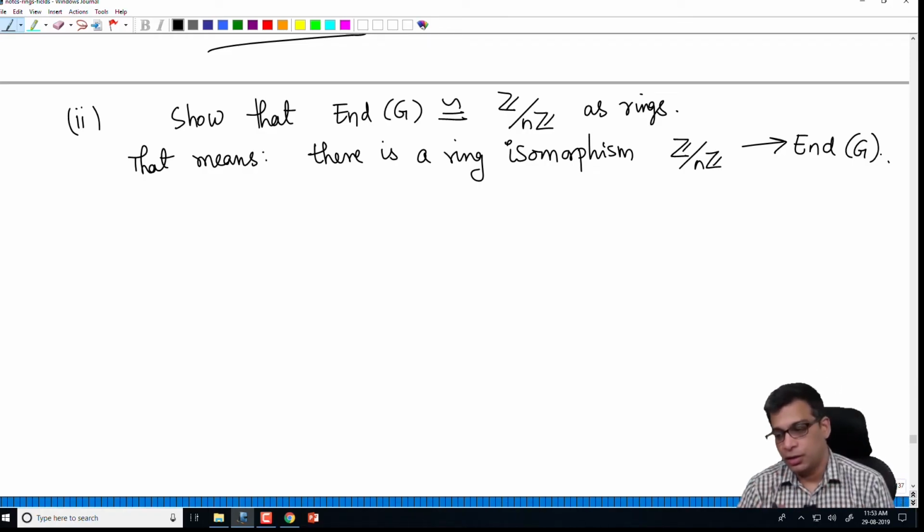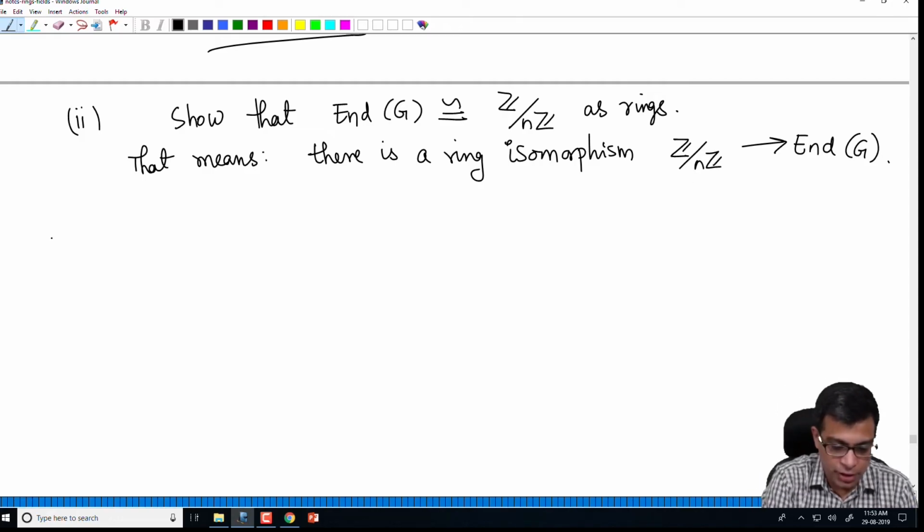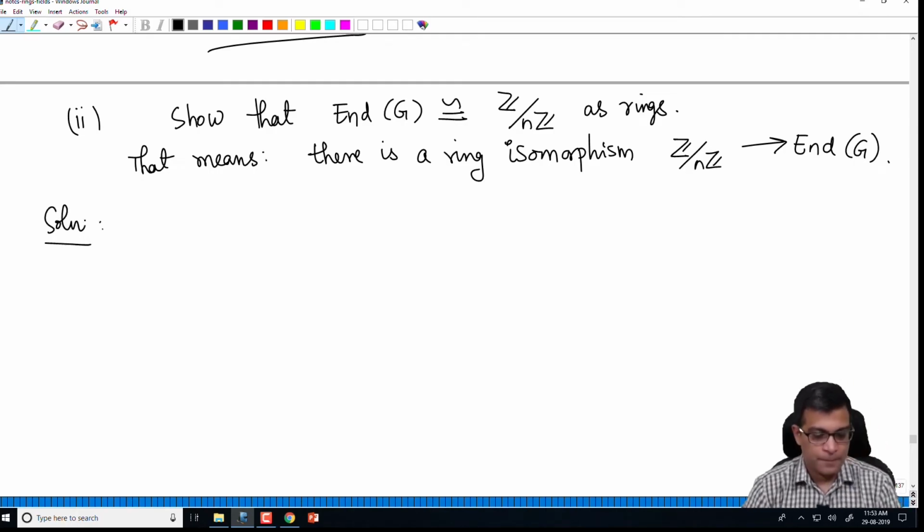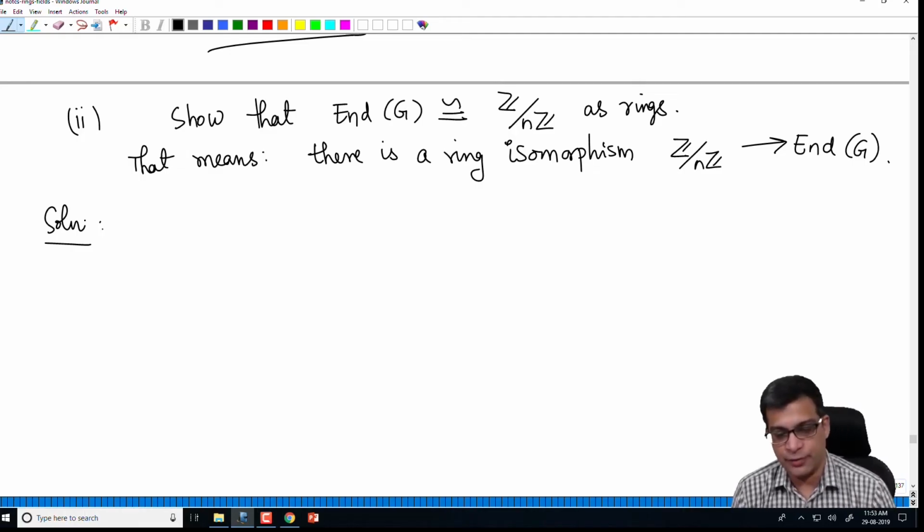So this is the tricky part of this. What I have started with is Z mod NZ considered as a group only, not as a ring. I consider the set of all group homomorphisms from G to G. That actually inherits a ring structure, and as a ring it is isomorphic to Z mod NZ. Now Z mod NZ is being considered as a ring. So you have to keep track of various notations here, and Z mod NZ is appearing in several roles. First as a group, now as a ring.